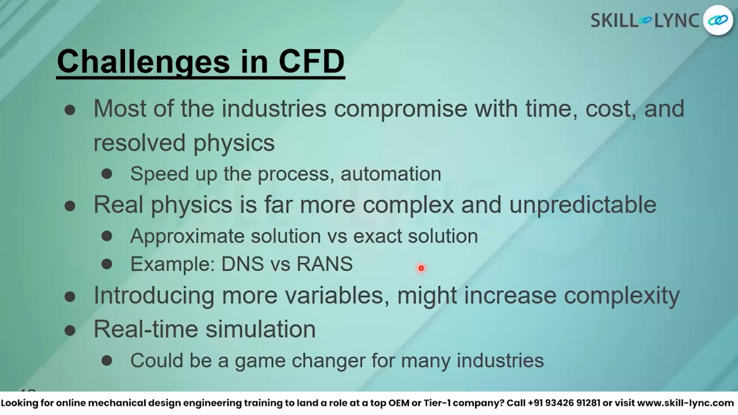The product development time would reduce, the effort would reduce, and maybe the physical testing time would also reduce if we could work on the exact solution instead of the approximate solution. But of course, introducing more variables in the approximate solution might increase the complexity. You might get something different than what we're expecting.